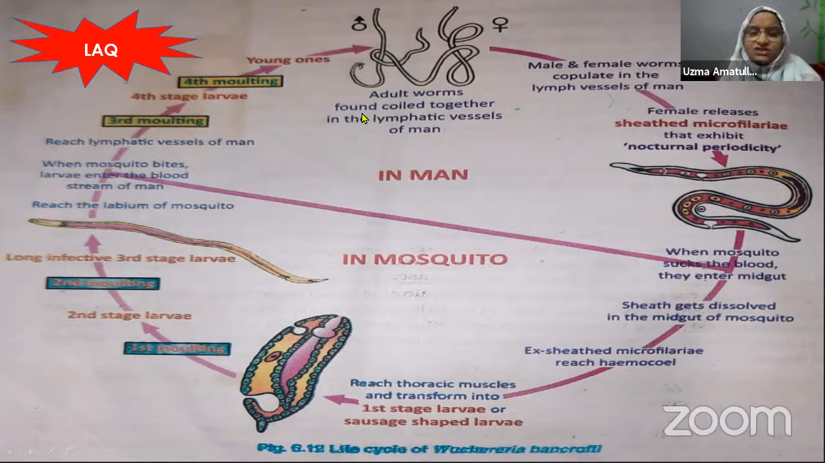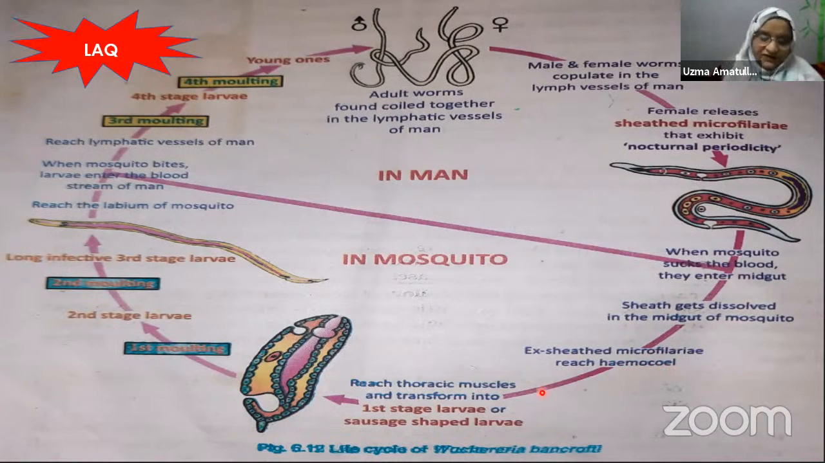Now here, adult worms are found in the lymphatic vessels, male and female. After copulation, the female will release sheathed microfilaria, which exhibit nocturnal periodicity, meaning during night time they come to the peripheral blood circulation. When mosquitoes suck these microfilaria, they go into the body of the mosquito. In the midgut of the mosquito, the sheath gets dissolved, and this ex-sheathed microfilaria will reach the haemocoel, that is the body cavity of the mosquito, which is filled with blood.